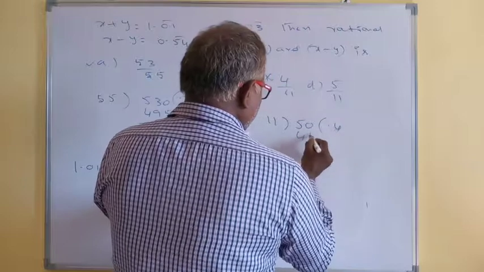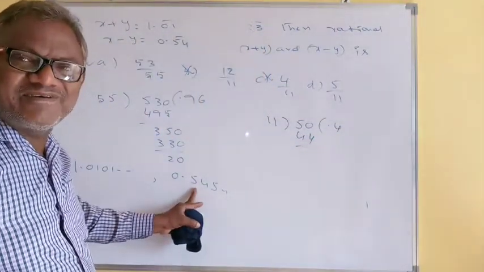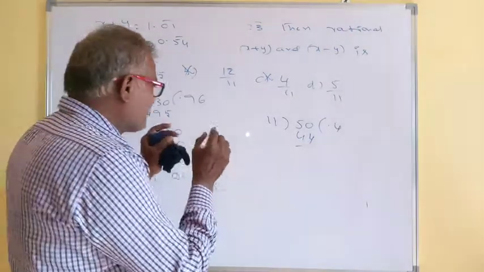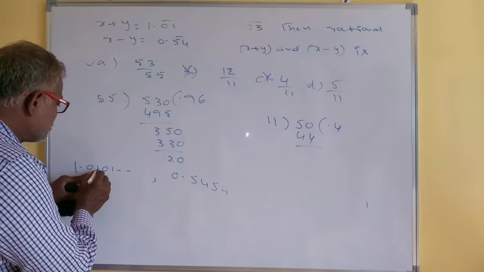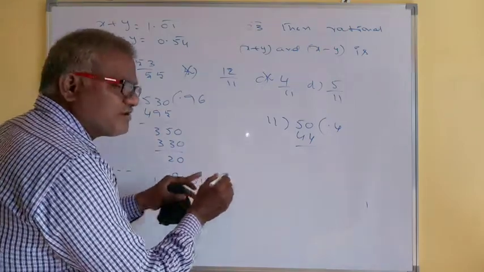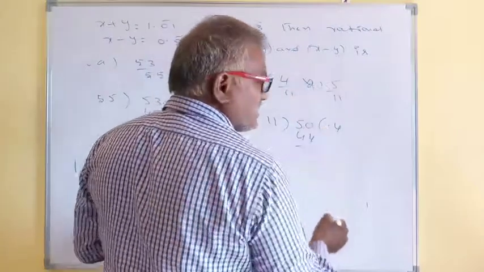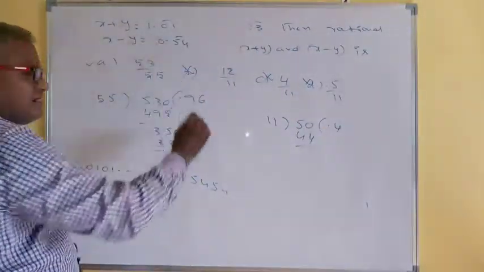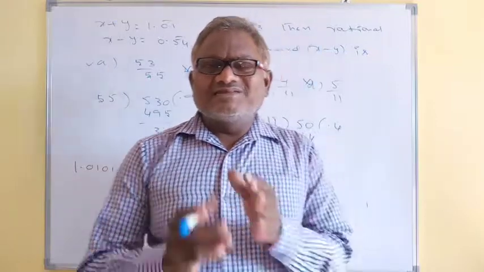4s are 44. Here 0.4 is there, but it is higher. So the value we require must lie between 1.0101 and 0.5454 only. Each and every other value does not lie between this. So only option 1 is the correct one.